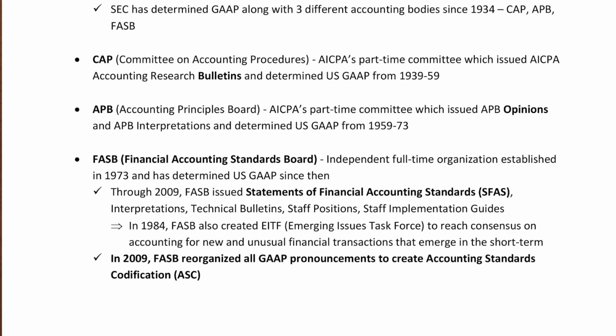Now, on the last sub-bullet there, highlight FASB, or the Financial Accounting Standards Board. This is an independent, full-time organization established in 1973 and has determined US GAAP since then. Highlight: through 2009, FASB issued the Statements of Financial Accounting Standards. And then highlight: in 2009, FASB reorganized all US GAAP pronouncements to create the ASC, or the Accounting Standards Codification.